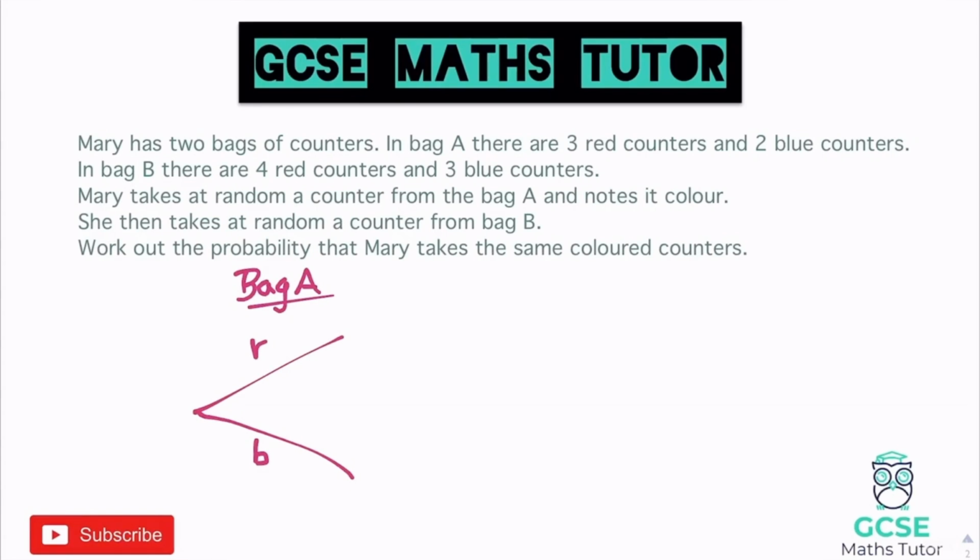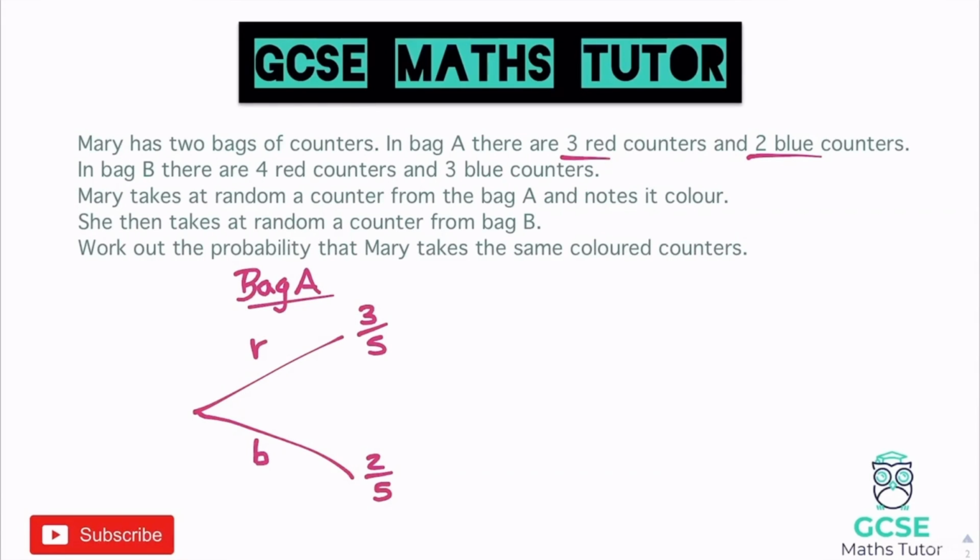So for red, there are 3 reds and there are 2 blues. That's out of 5 in total. So for red, it's 3 out of 5. And for blue, again, it's 2 out of 5. Remembering, obviously, that those numerators have to add up to 5 in this scenario if you weren't given the information. So that's our pick out of bag A.